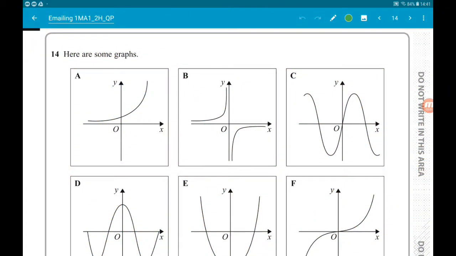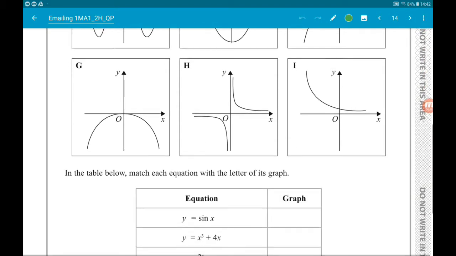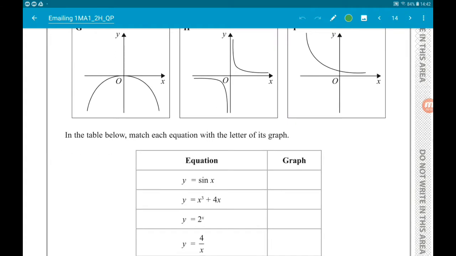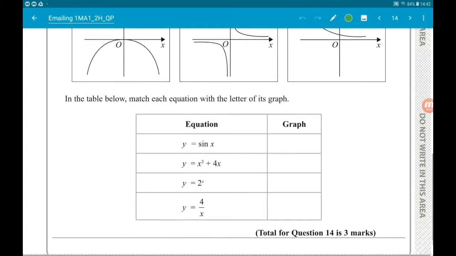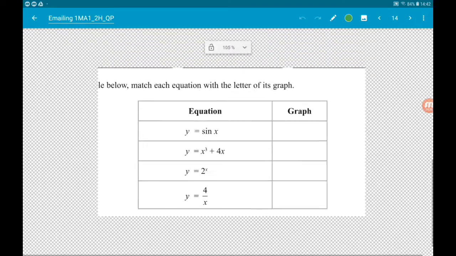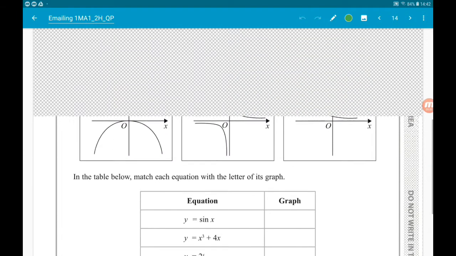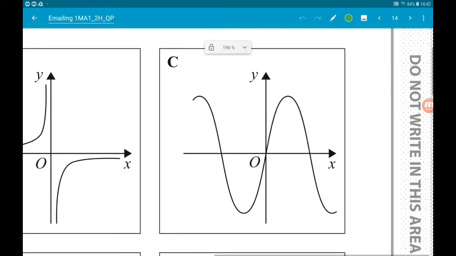Okay, number 14, we are given some graphs and we are asked, in the table below, match each equation with the letter of its graph. So, first up, we have y is equal to sine of x. So it's one of our trig graphs. We should be familiar with it. It's going to be this guy.